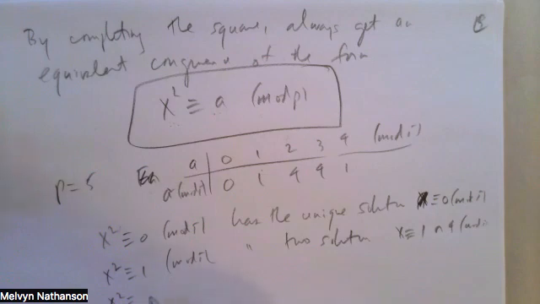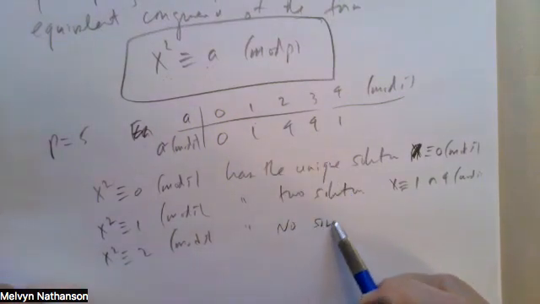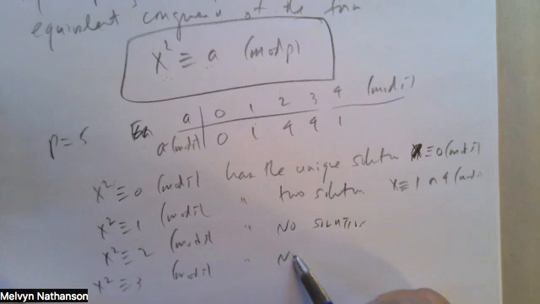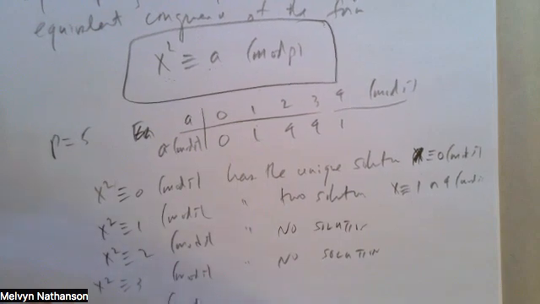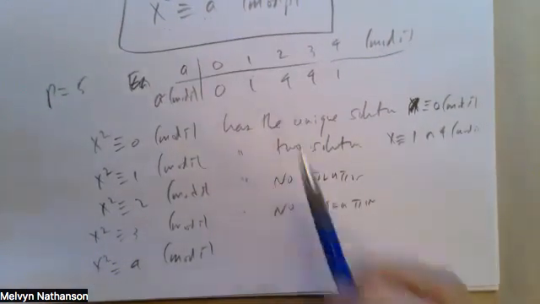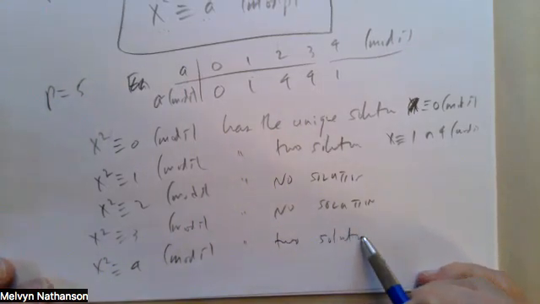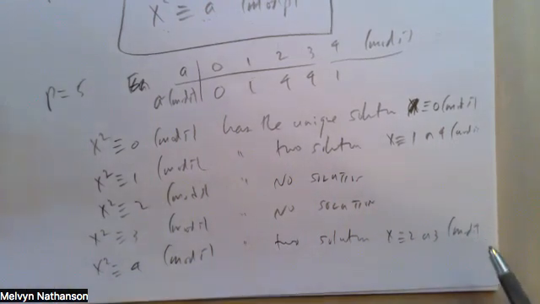X squared congruent to 2 mod 5, no 2 there, has no solution. X squared congruent to 3 mod 5 has no solution. And x squared congruent to 4 mod 5 has two solutions, x congruent to 2 or 3 mod 5.